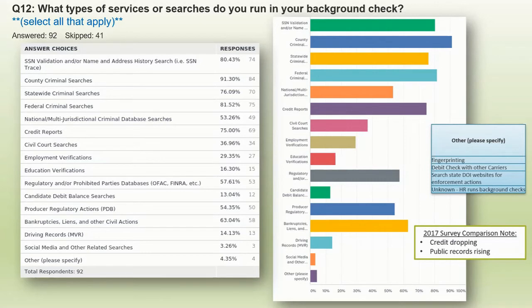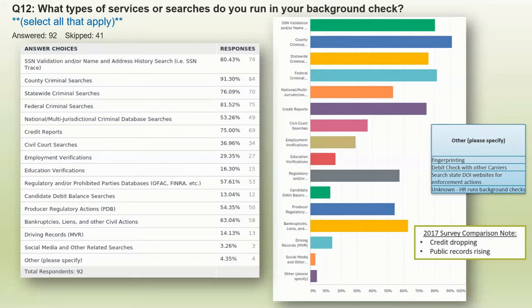So I'm going to try to highlight the information that we saw as a task group within this response question. Again, it's a select all that can apply. So the information that any type of respondent would select would theoretically fall within whatever their package of services is within their background screening. One thing that we did add to this question, which for whatever reason had not been included in the previous surveys, was the SSN validation and/or name and address history search.